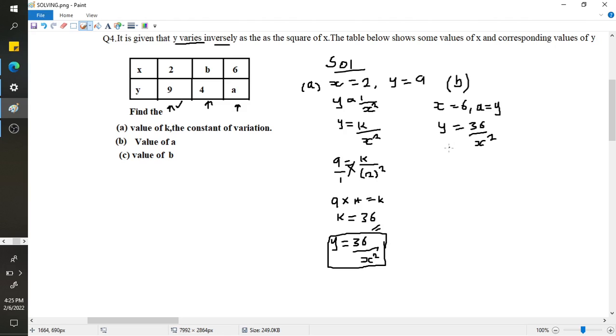Now we need to substitute. We are looking for, remember, y is equal to a, so I'm just going to substitute y by a, and then we have 36 there, right? And then x, we are given that x is 6, so we are going to square that because x is squared, right? So what are we getting? We have 36 divided by 36, because 6 times 6, that's 36. So we have a is equal to 1, right?